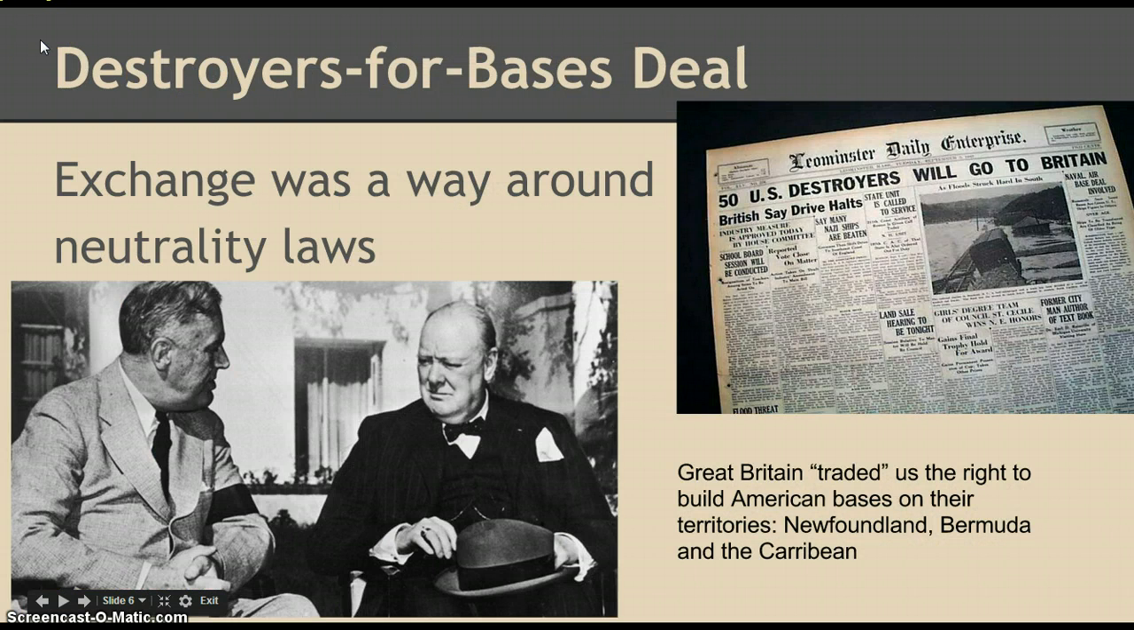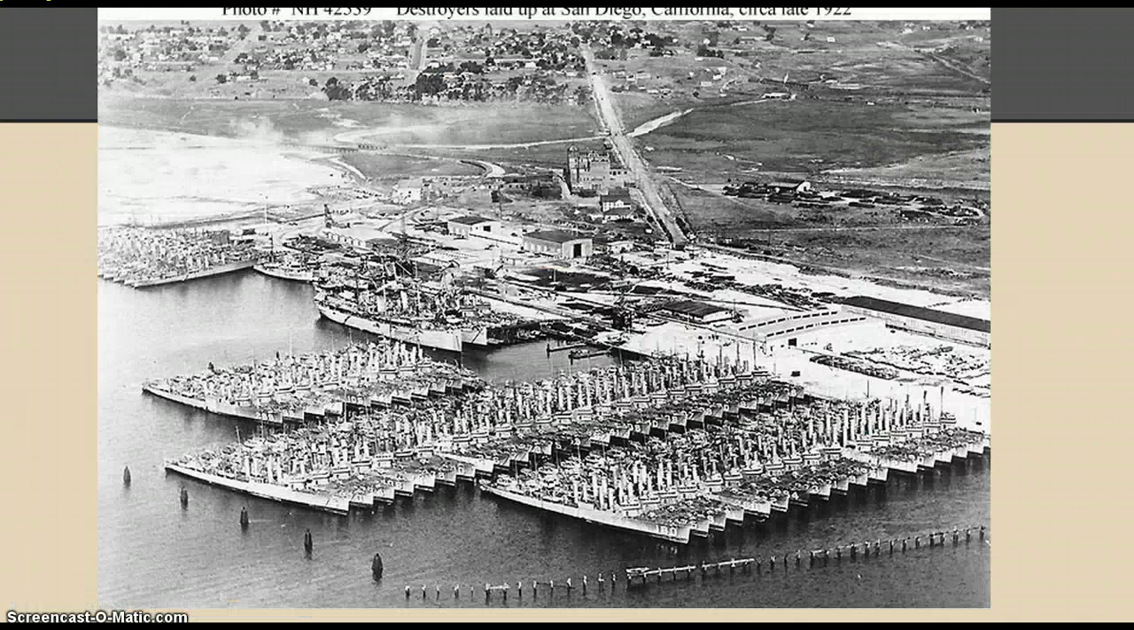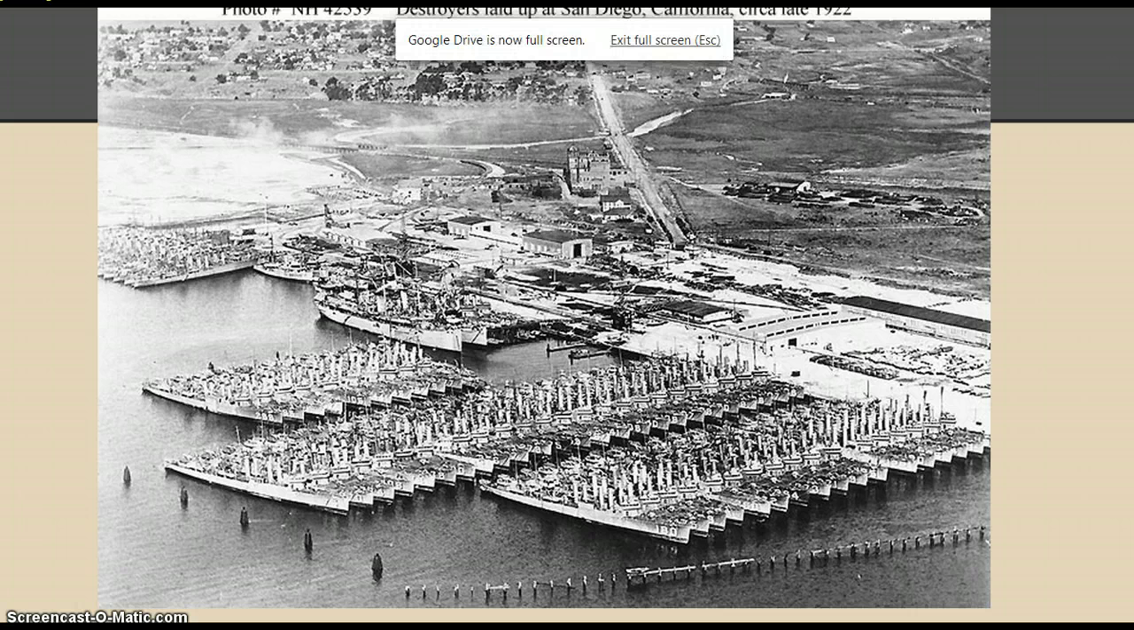Alright, the third bullet, guys, destroyers for bases deal. So pictured here is FDR and Winston Churchill, the Prime Minister of Great Britain. And so what they do, guys, is they try to get around the neutrality laws by doing this deal. And the exchange is, you guys can see the headline over here, is Great Britain gets 50 of our old destroyers, and then we get the right to build bases on their territories, Newfoundland, Bermuda, and the Caribbean, to name a few. So here are the destroyers that were traded to Great Britain in this deal.